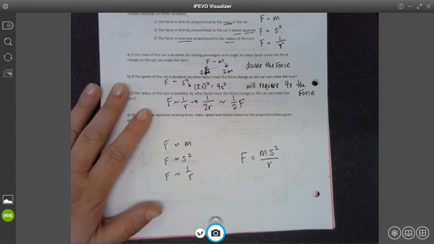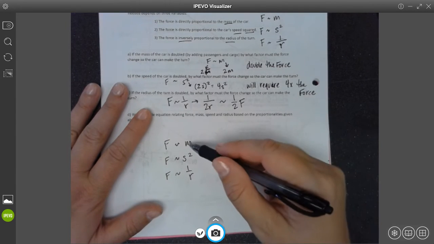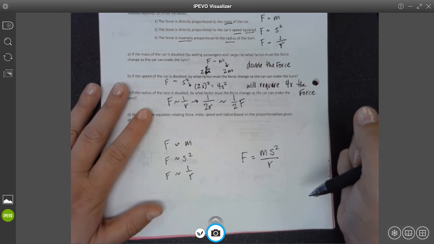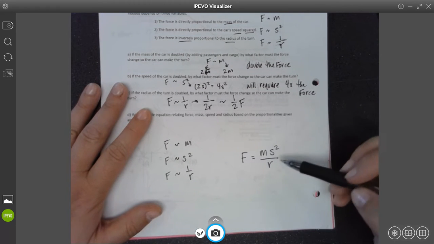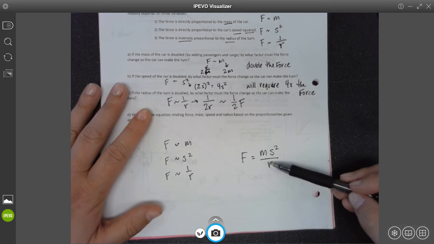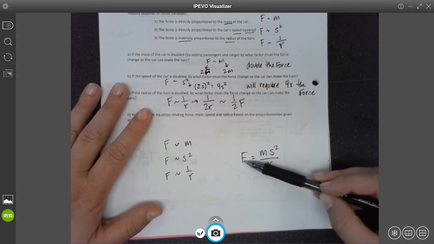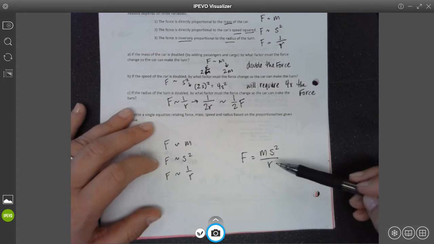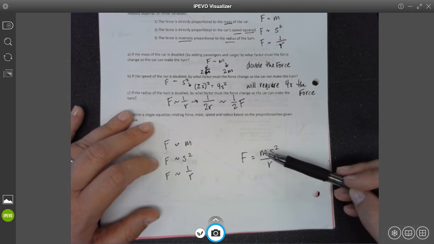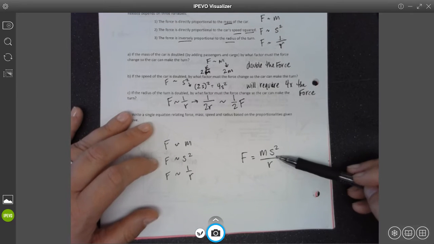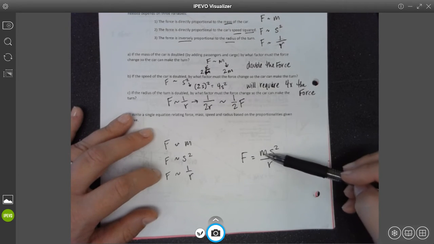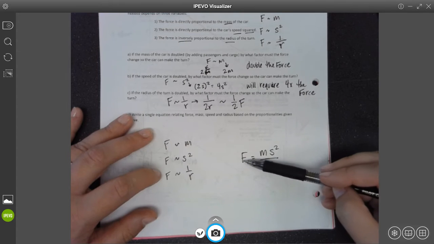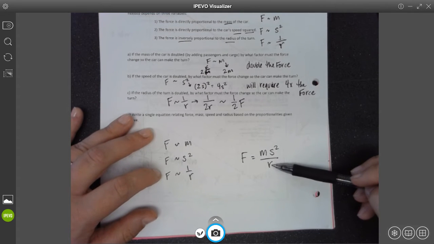If I combine them like that, are all of these still true? If speed and radius stay constant and I change the mass, it's still proportional to force. If radius and mass are constant, force is still proportional to speed squared. And if I keep mass and speed constant, force is still proportional to 1 over r.